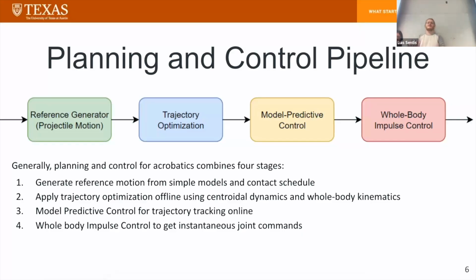So yeah, we have 4 stages in our pipeline. We generate reference motions. We feed that into an offline trajectory optimizer that uses centroidal dynamics and whole body kinematics, and that produces kinematically feasible motions and motions that satisfy the centroidal dynamics, which are typically a pretty good approximation. And so once those are done, we can use those as a reference for an online controller, which would be a model-predictive controller, and that improves the trajectory tracking, and that feeds into the whole body impulse controller.